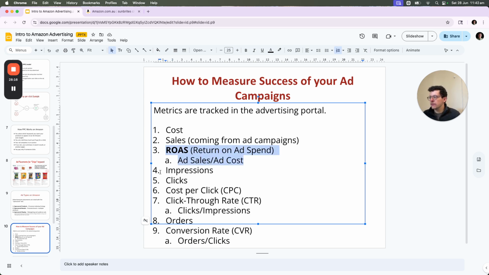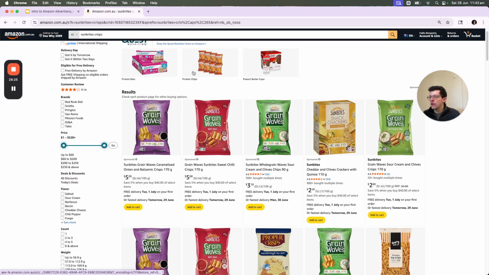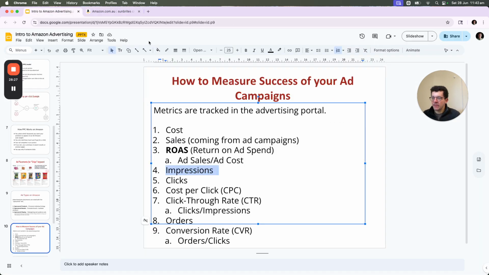And then we go into number 4, impressions. This measures how many times the ad was shown to a customer. Not how many times they've clicked on it, just how many times they've seen the ad. And then clicks, which is how many times the ad was clicked on. Pretty self-explanatory. It's when the ad is clicked that the brand is charged.